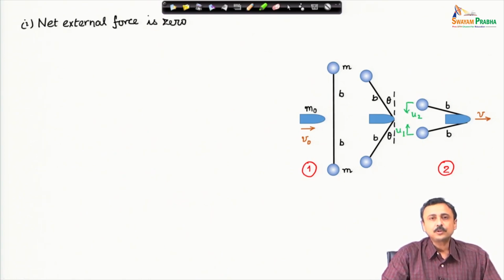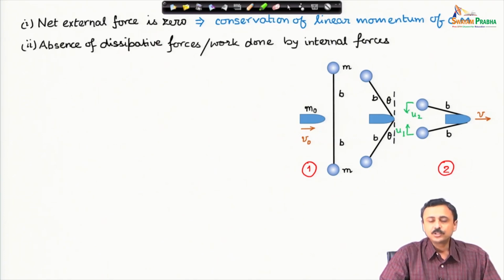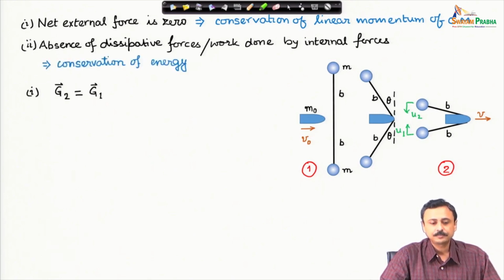There is no external force on the system. So, net external force is 0, therefore, linear momentum of the center of mass of the system must be conserved, and there is no dissipative force. Therefore, the energy of the system must be conserved. There is no dissipative force, no work done by any other force. Therefore, the total mechanical energy of the system must be conserved.